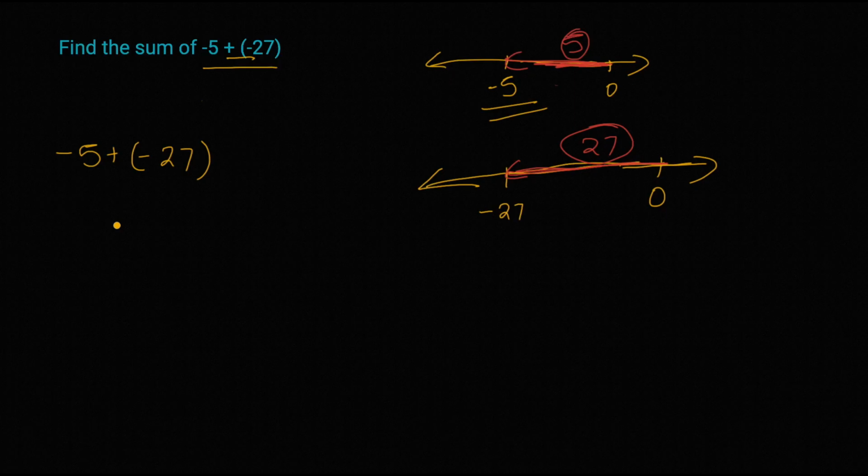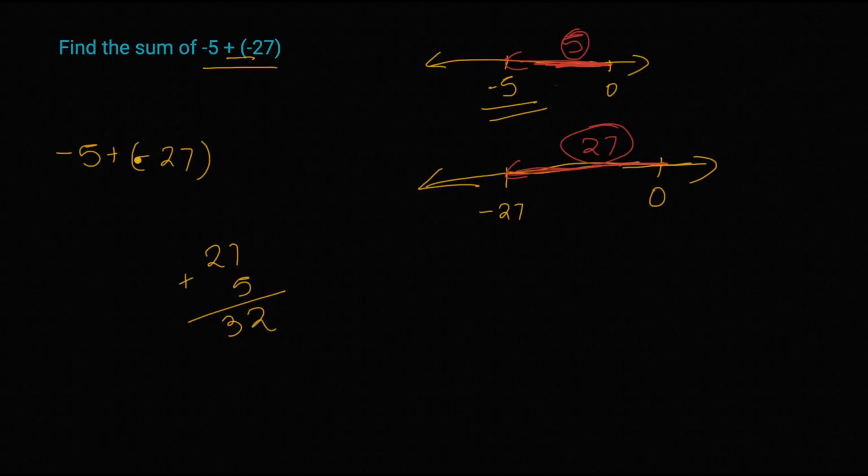Now it's going to be negative 5 plus, in parentheses, minus negative 27. To find that, you're just going to be adding 27 plus 5. So you're getting 32.